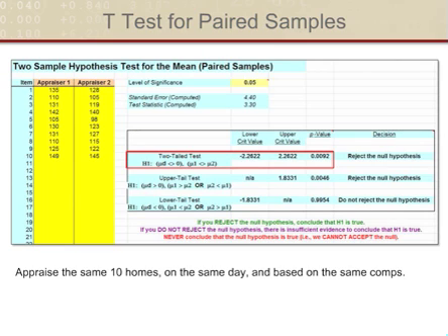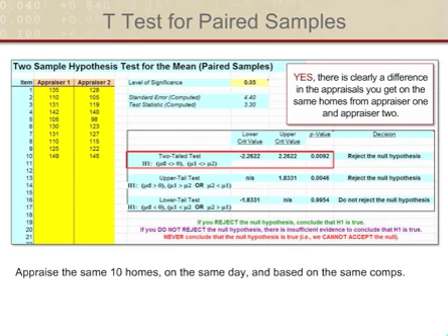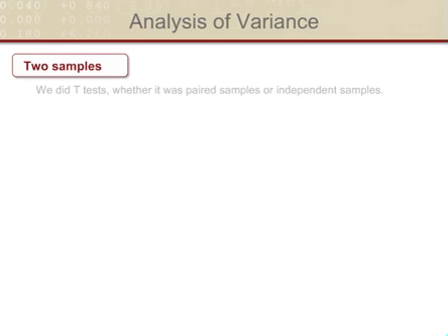Now realize the mean for the first group and the mean for the second group are not that far apart. And if I ran these 2 columns in the independent samples, the p-value would be extremely large. But because I'm able to pair them up, I have a p-value that's very, very small, and I can then conclude, yes, there is clearly a difference in the appraisals you get on the same homes from appraiser 1 and appraiser 2.